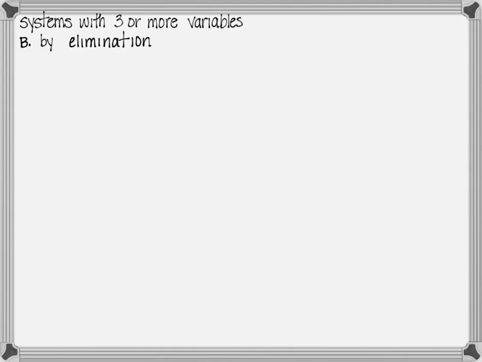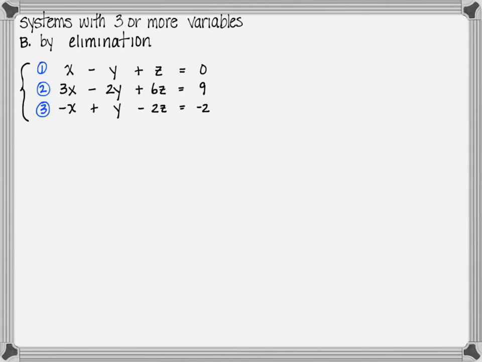Solving a system with 3 or more variables by elimination. Here's a system. First of all, you choose which variable to eliminate. We could eliminate the variable x, and to do that, the two pairs, we would take 3 times equation 1 and add it to 2, and that would get the coefficients of equation 1 and 2 to be opposites. And similarly with equations 1 and 3, if we just add them together, because if you look at them right now, they're already opposites. One's a positive x and one's a negative x.